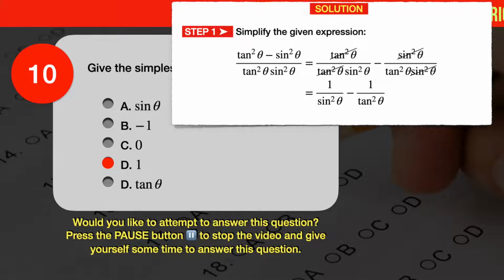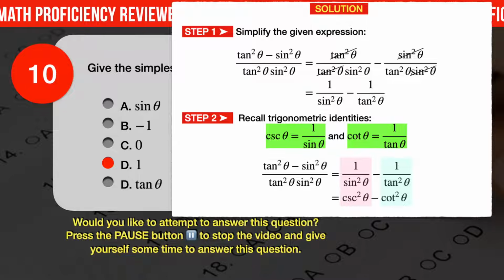First, we simplify the given expression by splitting it into two separate fractions and canceling out common terms. We should end up with a simplified expression, 1 over sine squared theta minus 1 over tangent squared theta. Next, we recall from our trigonometric identities that 1 over sine theta is equal to cosecant theta, and 1 over tangent theta is equal to cotangent theta. Therefore, our expression should now be equal to cosecant squared theta minus cotangent squared theta.